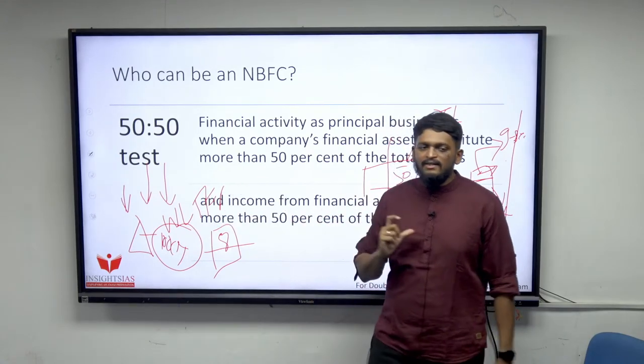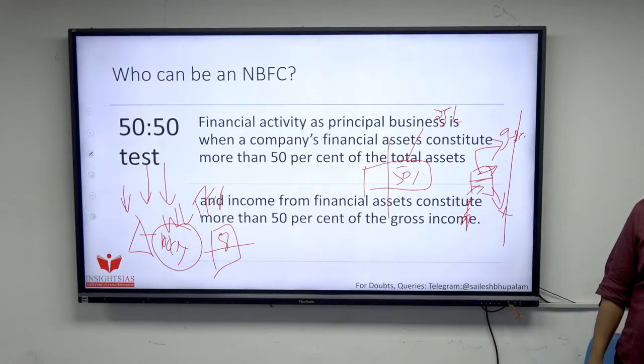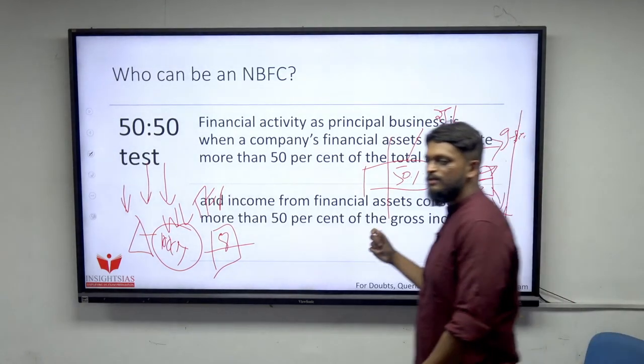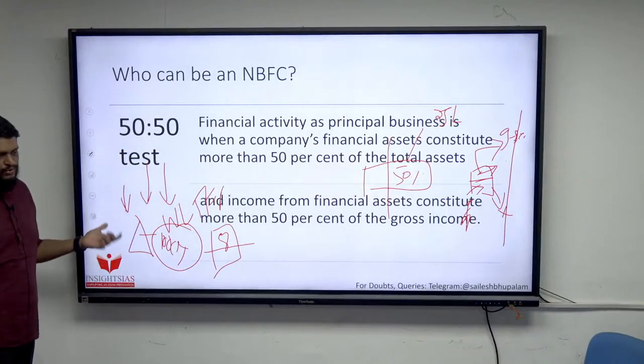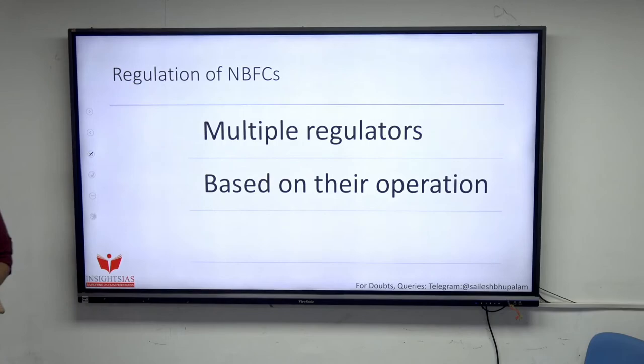When both criteria are satisfied, 50-50 test is satisfied, then only they will give you permission to open an NBFC. That means your principal business itself is financial business, because your assets are also financial, your income is also majorly financial. This is what they are trying to test here using 50-50 test. You understood this? So this 50-50 test is usually used to decide whether you are eligible to set up an NBFC or not. Who is regulator of NBFCs?